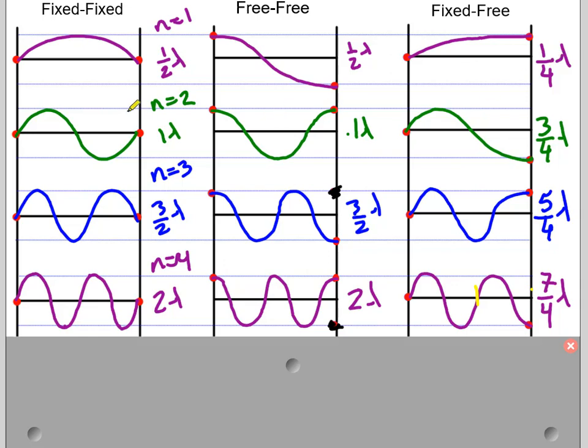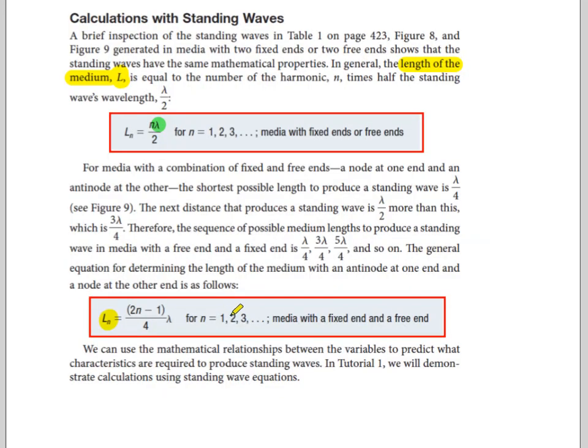Okay, if you put in n equals 2 in that equation, it'll output 3/4 lambda. So if you put a 2 in here, 2 times 2 is 4, minus 1 is 3, 3/4 lambda. Okay, so those formulas will always be provided. Your job is to know what the L, the n, and the lambda are.